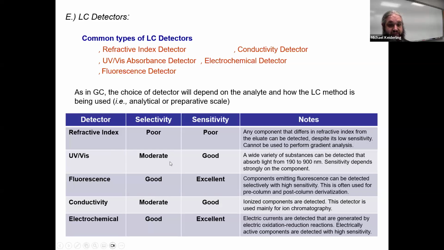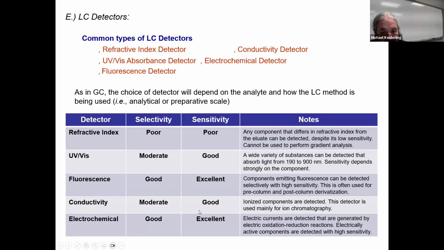UV visible has moderate selectivity and good sensitivity. This can detect a wide variety of substances that absorb light in the UV to visible range from 190 to 900 nanometers, and the sensitivity depends strongly on the component. Fluorescence has good selectivity and excellent sensitivity. The components that emit fluorescence can be detected selectively with high sensitivity. This is often used for pre-column and post-column derivatization.